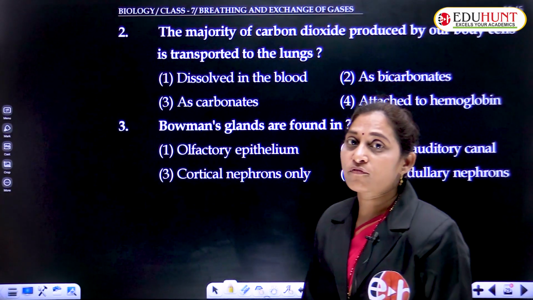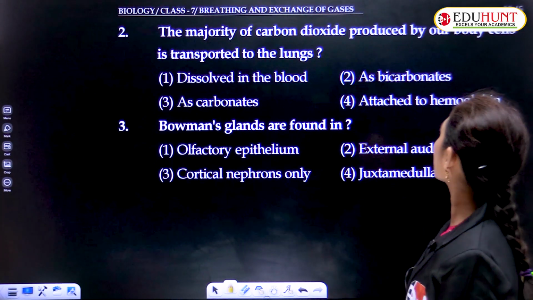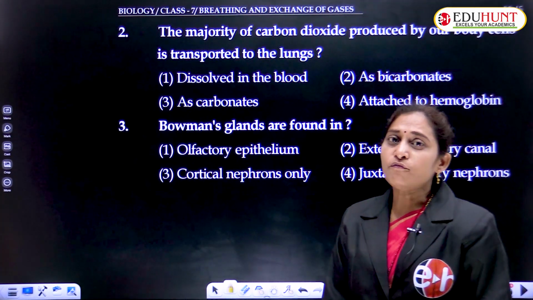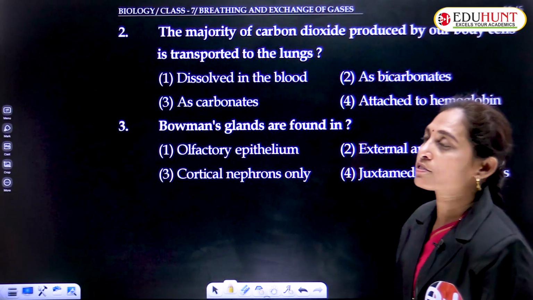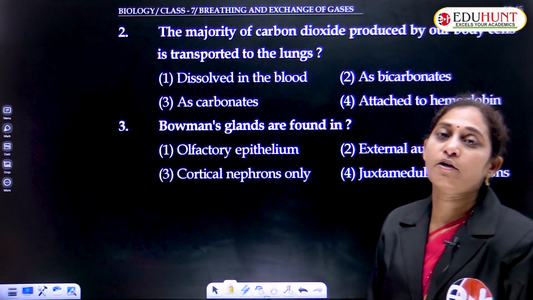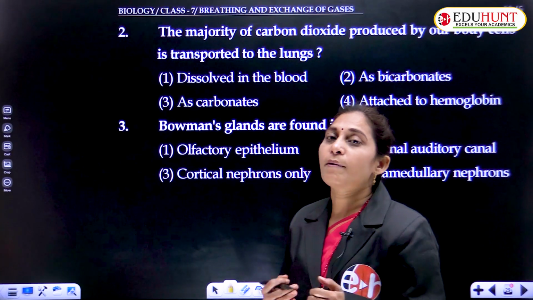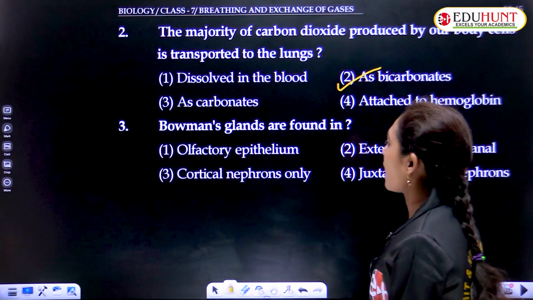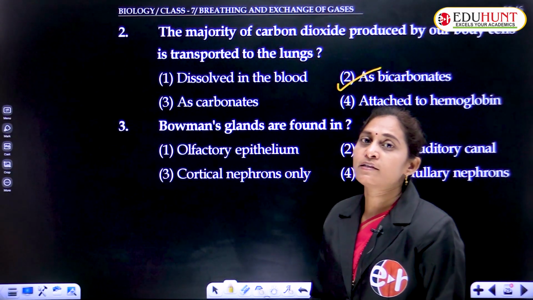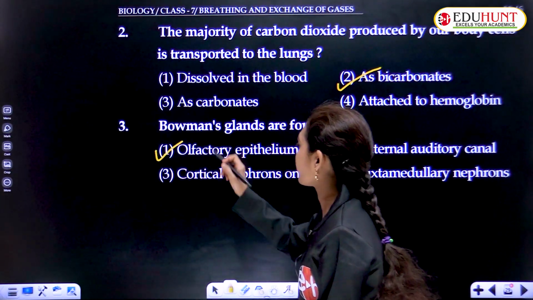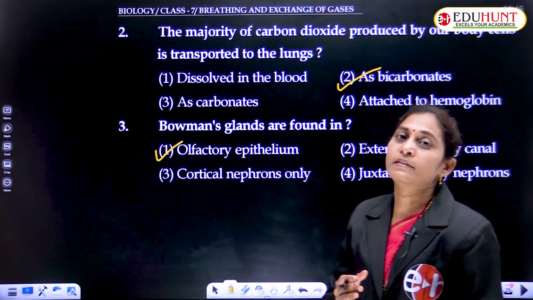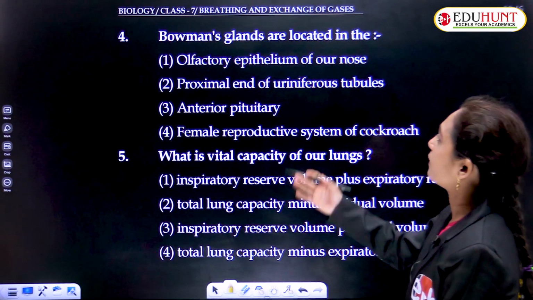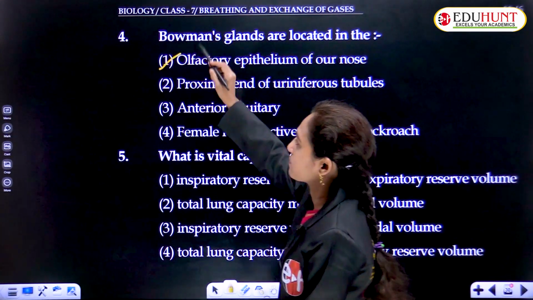The majority of carbon dioxide produced by our body cells is transported to the lungs in the form of bicarbonates only, because 70% of the carbon dioxide is carried in the form of bicarbonates. Bowman's glands are found in the olfactory epithelium in the nose. Bowman's glands are located in the olfactory epithelium of our nose.